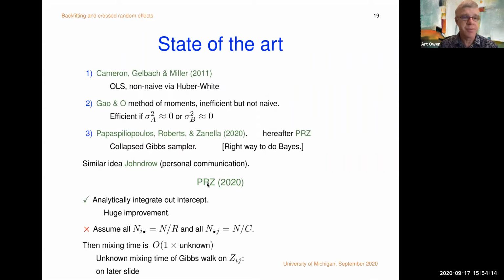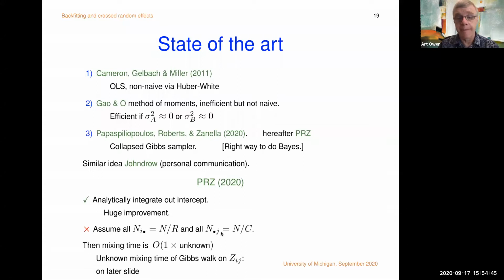So what's cool about PRZ? Well, they analytically integrate the intercept out. You find the intercept is correlated with the sum of the a_i's and it's correlated with the sum of the b_j's, and they just take it out analytically. That's the part I like. What I don't like is they had to assume that every row had the exact same number of observations and every column too. So that means every person rated the same number of garments and every garment got rated by the same number of people.